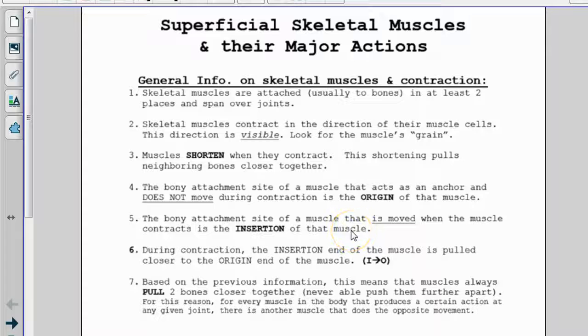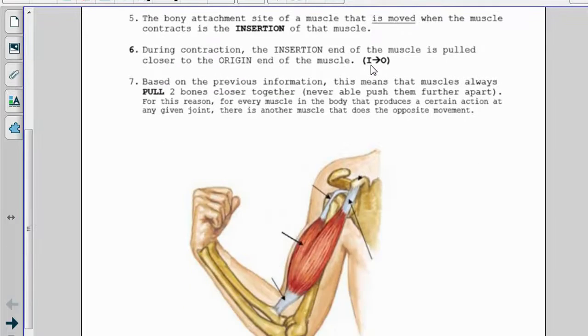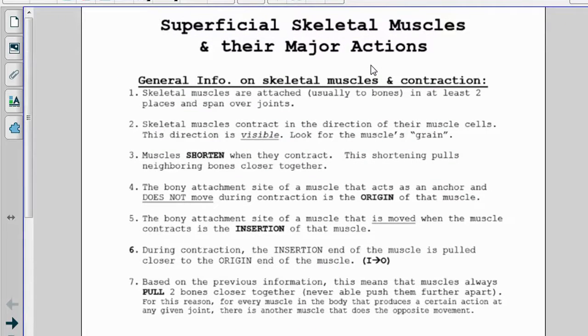Hello students! Today's lecture is going to walk you through the most important information that you need to know about the superficial skeletal muscles, and any skeletal muscle for that matter, how they work, and how you can begin to predict what the muscle's actions are. So we're going to start our notes on this page here, and I'll walk you through the basics, and then we're going to look at some specific examples, and then you'll have some work to do on your own. Okay, so let's get started.